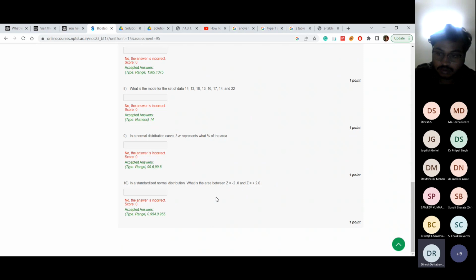So in the final examination, will there be 4 options, or will we have to enter the answers manually? See, in the 9th question, they have asked what percentage of the area, so in that case you can write a percentage. If they don't ask for the percentage, like in question number 10, you have to give the exact fraction value, like a decimal value. Okay, sir. Thank you.